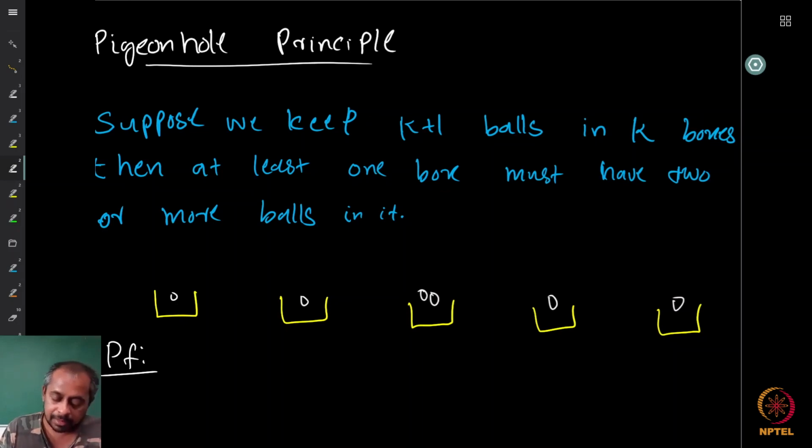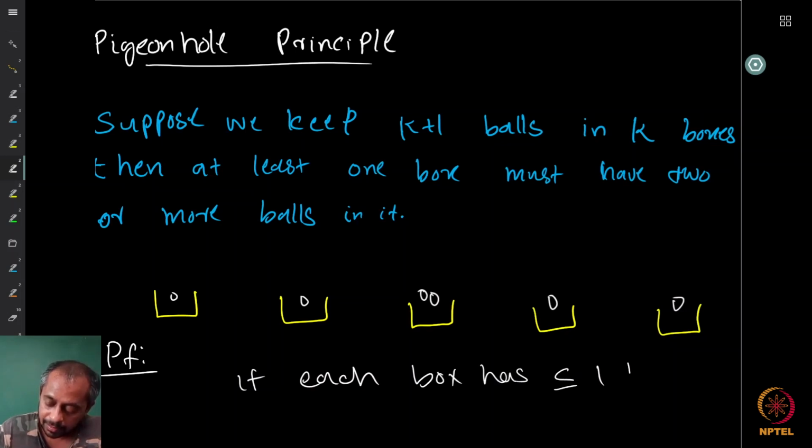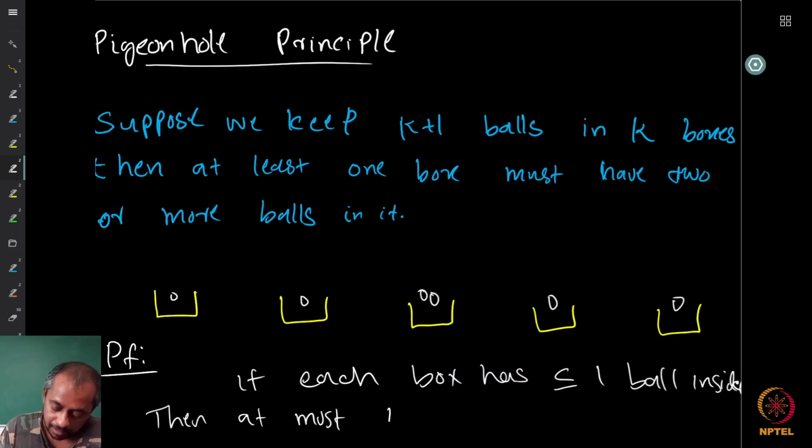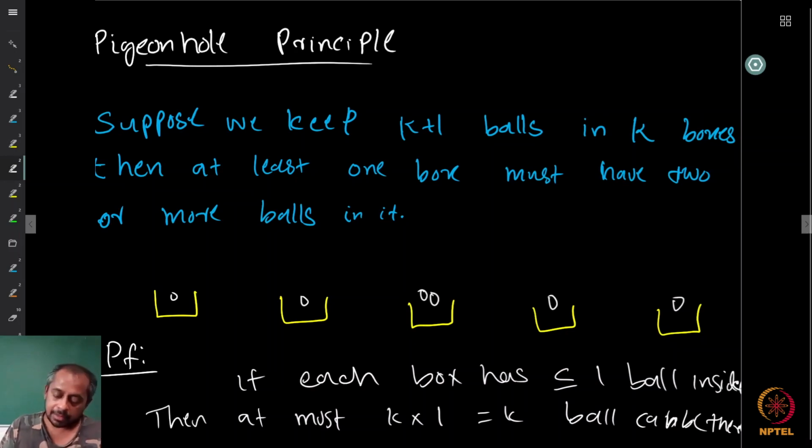Okay, so the proof was that if each box has less than or equal to 1 ball inside, then at most k into something less than or equal to 1, right? At most k into 1, equal to k balls can be there. So that is the proof, right?